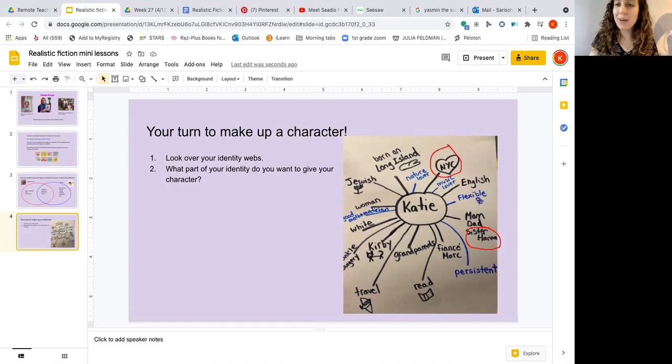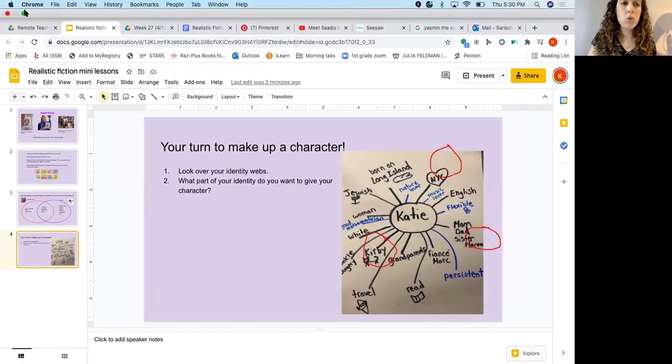And my dog Kirby. When I was a kid, I always wanted a dog. So when I make up my character, I'd like to give her a dog as a kid. So those are some parts of my identity that I want to share with my character.